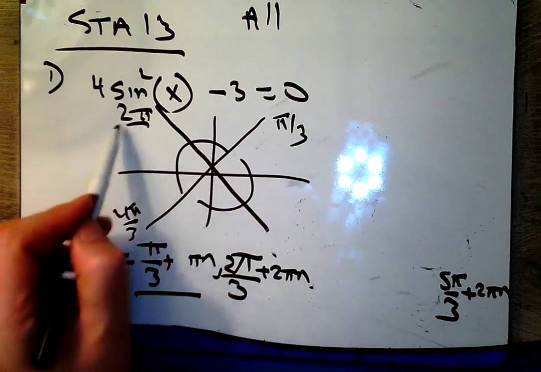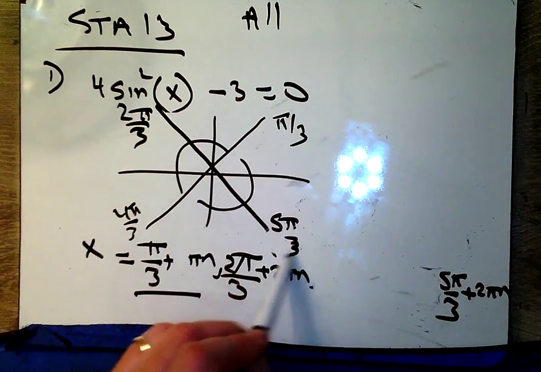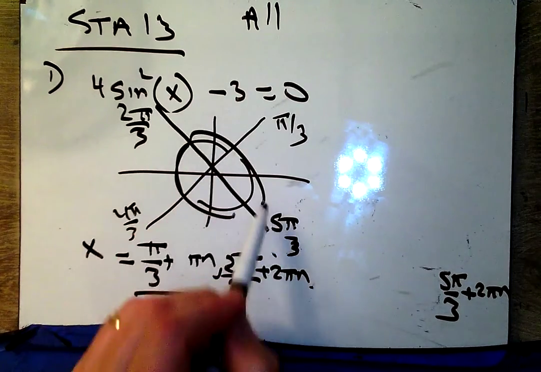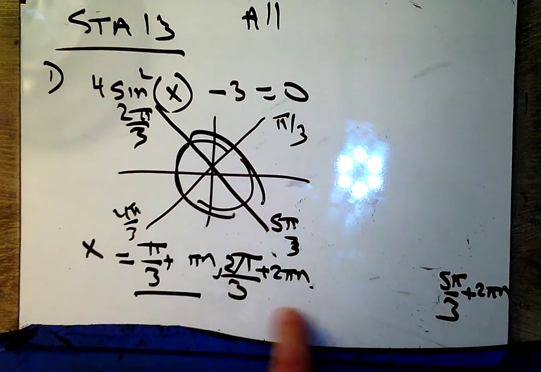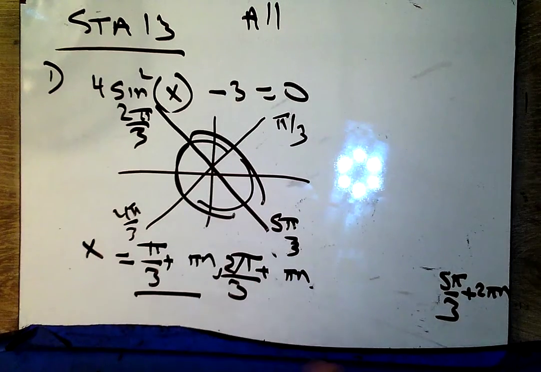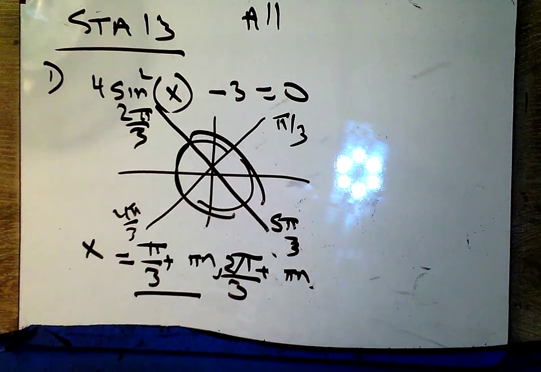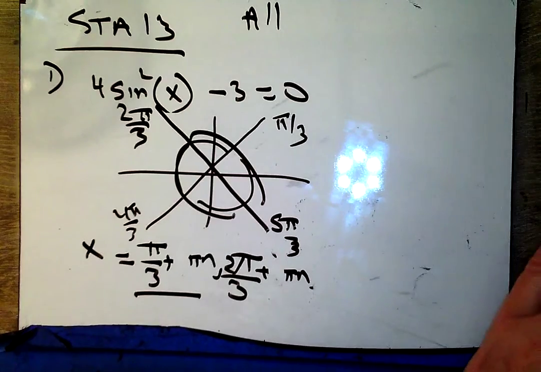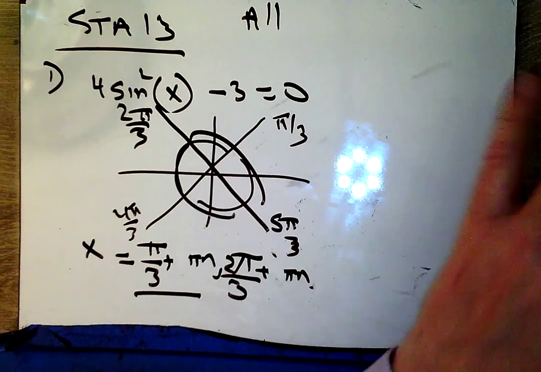We have 2 pi over 3. We have 5 pi over 3. And again, they're pi apart from each other. So instead of writing this and this, I could just write one of them. Okay, so those are going to be my answers. Your answers may vary, but please don't let them vary so much that they're wrong.